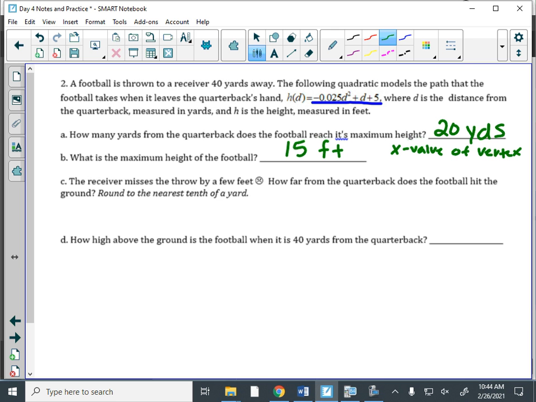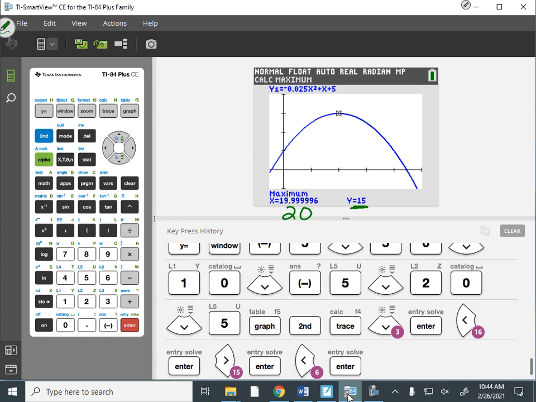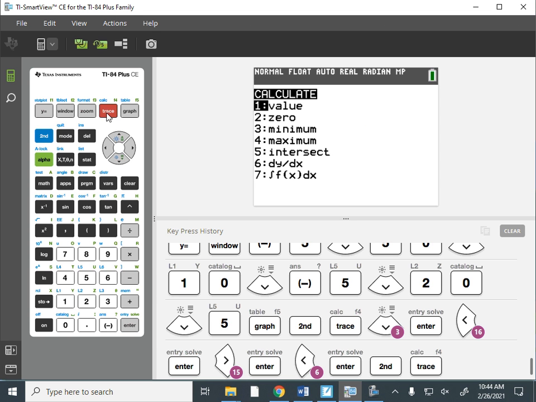So we have to figure out, well, what's the x-intercept? We need to know, here's where it hits the ground. That will tell us how far. So to find the x-intercept, we use that 0 tool. Okay, so we get second, trace, 0.